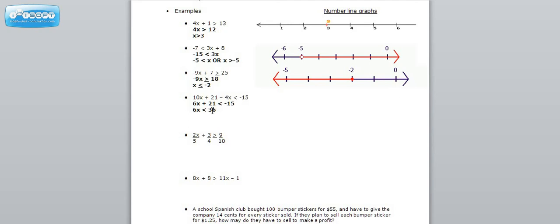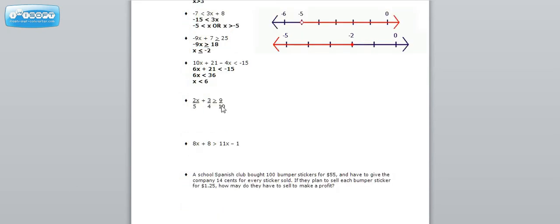Notice my sign hasn't changed because I didn't divide or multiply by a negative number to solve this. So now to get this x by himself, I need to divide both sides by 6. And because I'm dividing both sides by positive 6, my sign stays the same. So I want you to come over here. I'm not going to give it to you this time. And I want you to graph your number line here. X is less than 6.